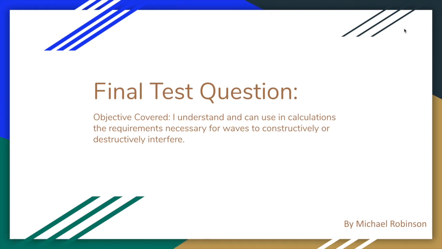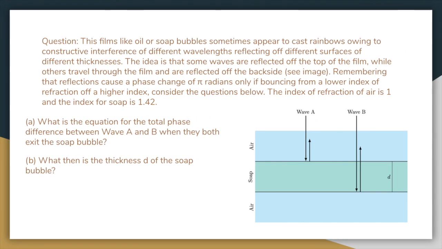In today's video, we will be going over the final test question. The objective covered in this question is that I understand and can use in calculations the requirements necessary for waves to constructively or destructively interfere. Now, let's look at what the question states.